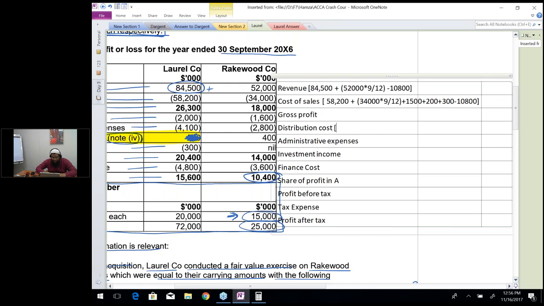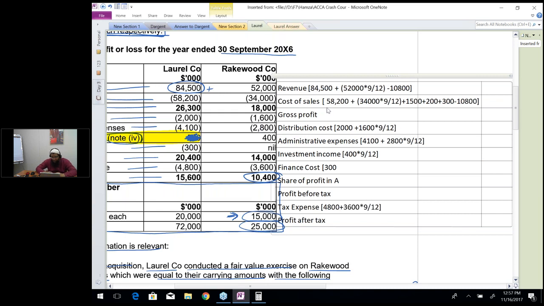So the distribution cost is going to be 2,000 plus 1,600 into 9 by 12. And the administrative expense is going to be 4,100 plus 2,800 into 9 by 12. And the investment income is simply going to be 400 into 9 by 12. And the finance cost is simply going to be 300. Share of profit is going to come from the adjustments, and the tax is going to be 4,800 plus 3,600 into 9 by 12.